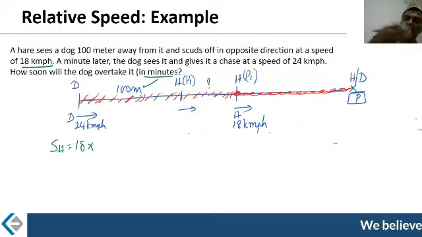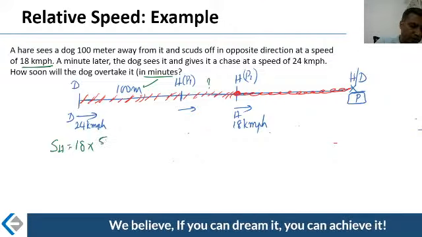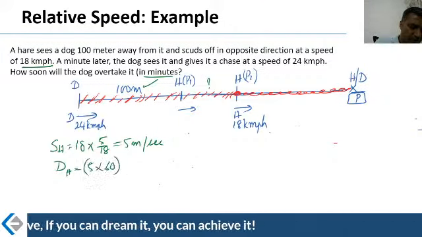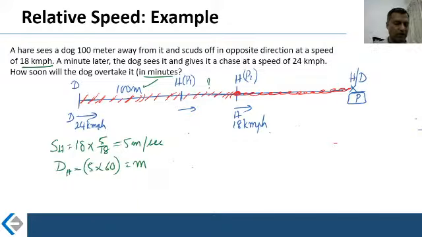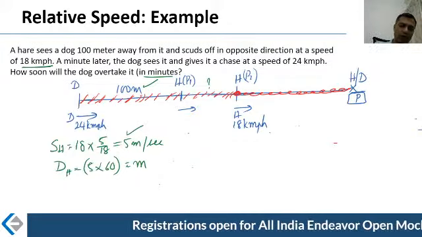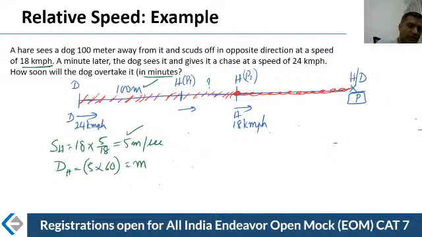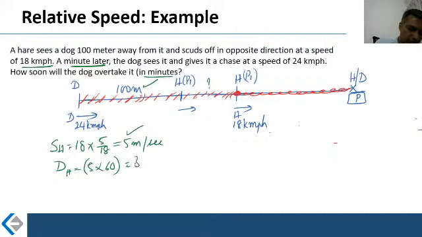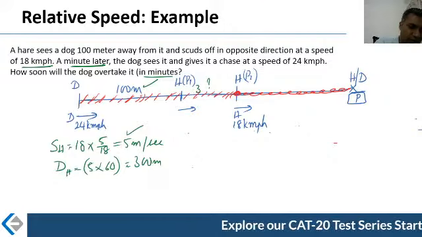Let me convert 18 kilometers per hour to meters per second. It will become 18 into 5 by 18, therefore 5 meters per second. That is the speed. Therefore, the distance covered by the hare in 1 minute, and 1 minute means 60 seconds, is 5 into 60. Distance is in terms of meters now: speed into time, 5 meters per second times 60 seconds, because the author said 1 minute later. So 5 into 60 is 300 meters. Therefore this distance is 300 meters.